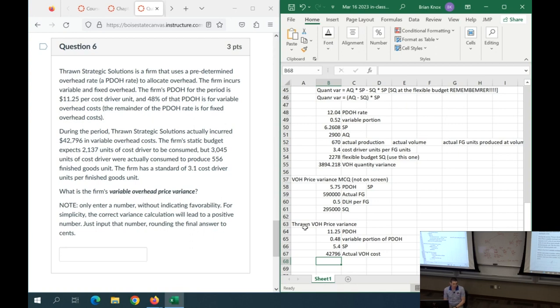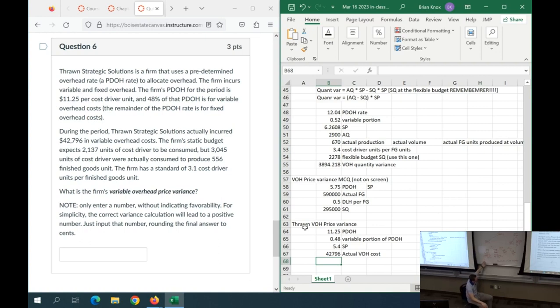I'm never asking for volume variance, so you don't need that number. Okay, but let's move on to what actually is relevant. 3,045 units of cost driver were actually consumed to produce 556 units of finished goods. So what we have is a very similar situation to right here.